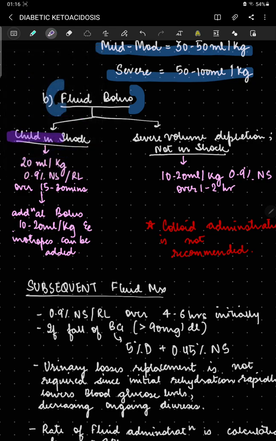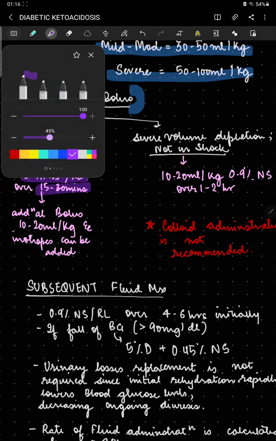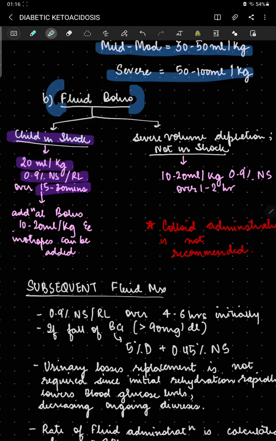If the child is in shock, then we straight away do shock management, supportive management. We give 20 ml per kg of any isotonic solution. It may be 0.9% NS or Ringer lactate, and this bolus has to be given very rapidly over 15 to 30 minutes. Also, if the child is not responding to this bolus, an additional bolus of 10 to 20 ml per kg can be given, and inotropes can be added to this.